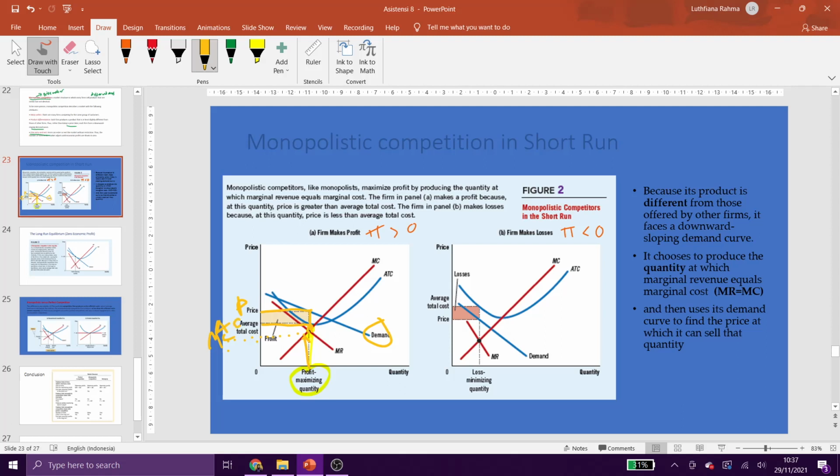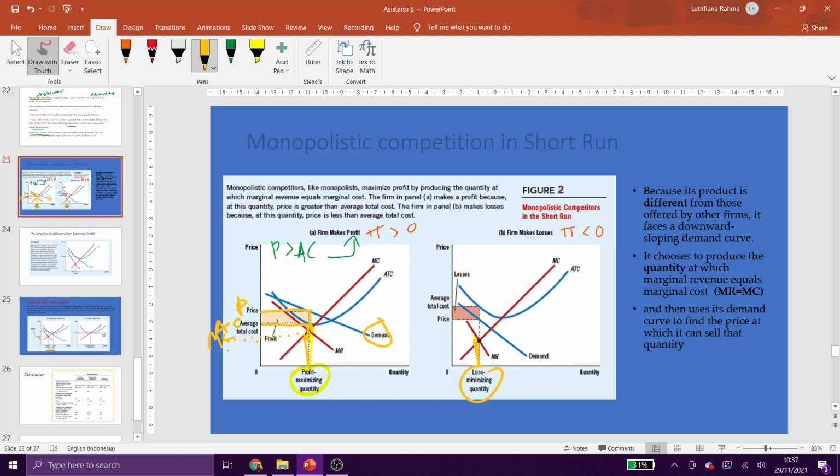Yeah, the average cost is below the price. So here we know that the price is larger than the average cost, meaning that the firm makes a profit. Okay. Meanwhile, on the right side here, MR equals MC is here, and then we produce at this point.